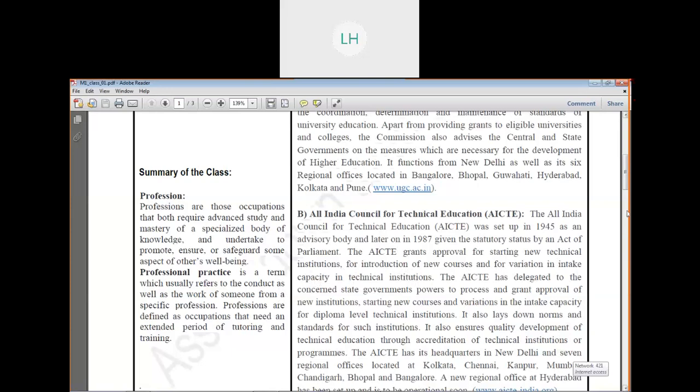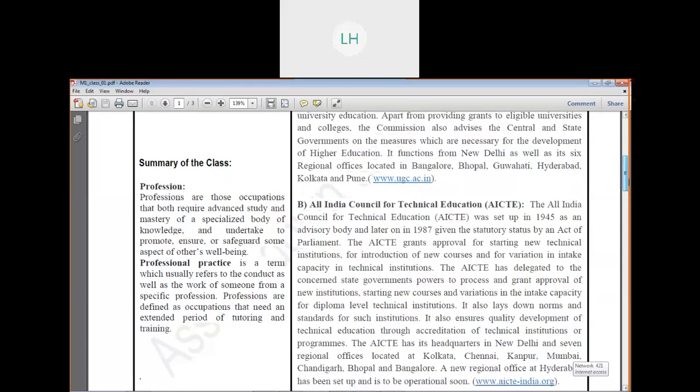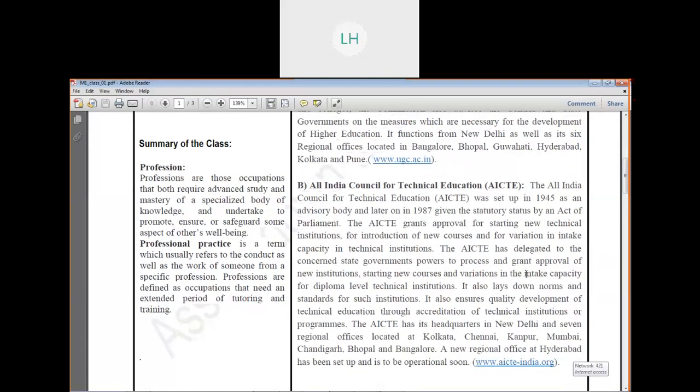Okay, fine. More details are given here. It also lays down norms and standards for different technical institutions. And it also ensures quality development of technical education through accreditation of technical institutions or programs. So I think you have also heard about this term.